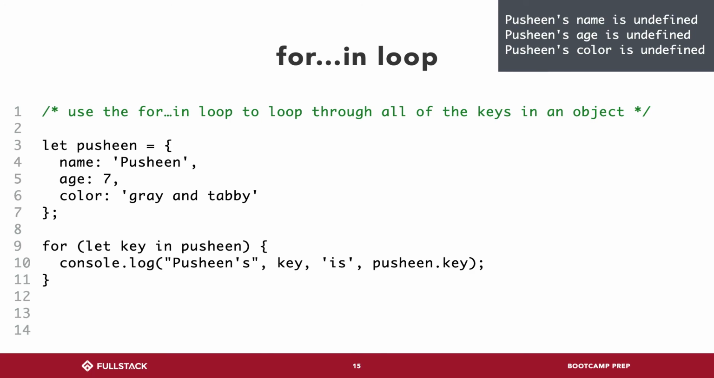Because what does dot notation do? I didn't give you a solid definition. It takes everything to the right and looks up that. It doesn't evaluate the variable. It's very literal. Pusheen.key. What is key? Oh, it's not here. Undefined. It doesn't bother to look it up. Does everybody understand? Does anybody not understand? Okay.